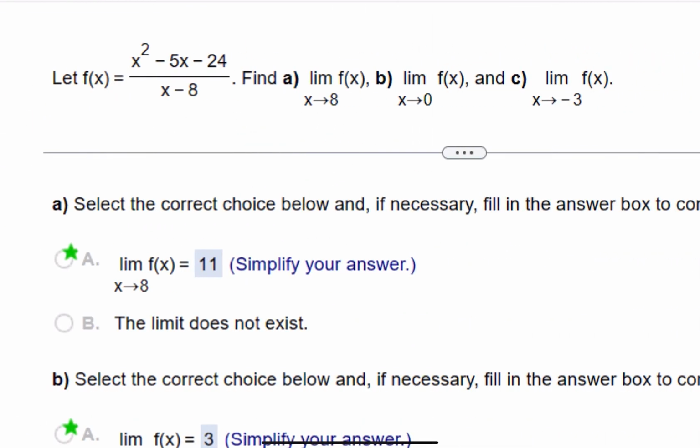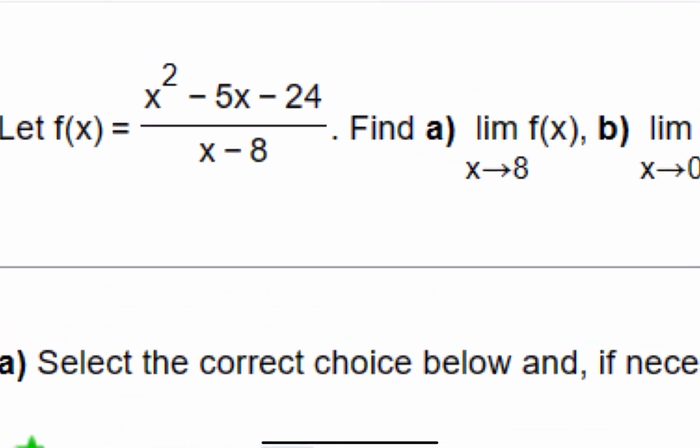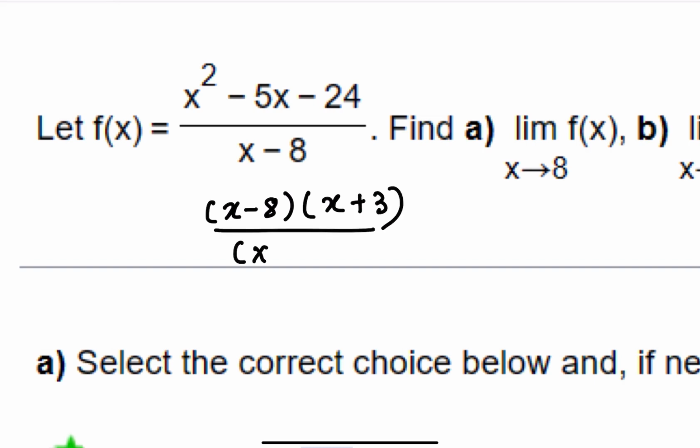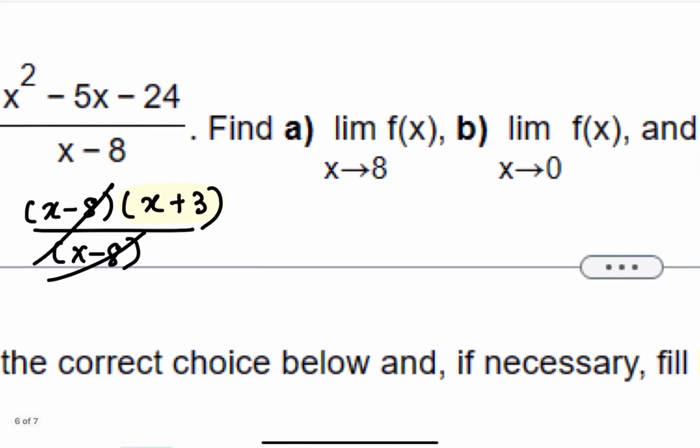Now let's take a look at the next one. Oh, they're asking us to find the limit. The trick here is you always have to factor this. As soon as they give me something like this, I try to factor. Let's see, what are my factors of x squared minus 5x minus 24? They are x minus 8, x plus 3 over x minus 8. And I can see x minus 8 cancels. So my ultimate function is simply x plus 3. Now my life is so easy. Let's see.